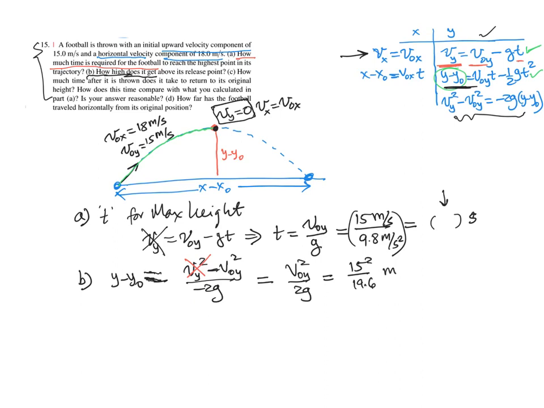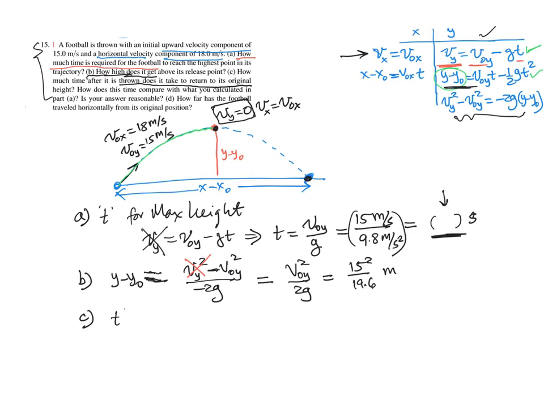Now part C says how much time after it is thrown does it take to return to its original height. So we need to calculate the time for the entire flight. Because this is a symmetric system, the time would be just twice as much as what you calculated for the maximum height. So 15 divided by 9.8 times 2. You can do the quick calculation and see how much time it takes. But we can also use the second equation and calculate the time for the entire trajectory.